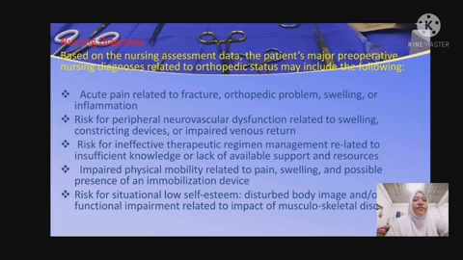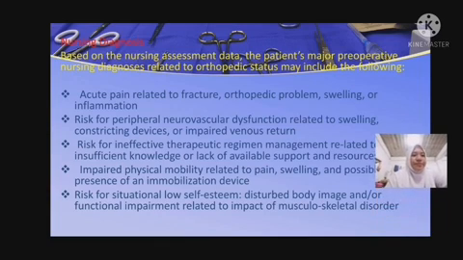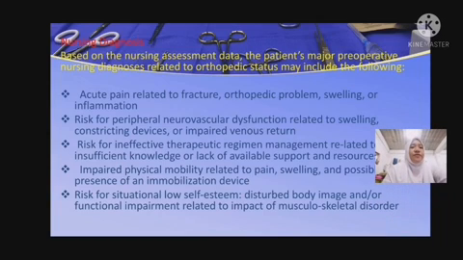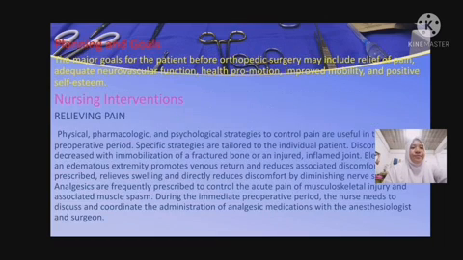And next is risk for ineffective therapeutic regimen management related to insufficient knowledge or lack of available support and resources. Next, impaired physical mobility related to pain, swelling, and possible presence of an immobilization device. Last is risk for situational low self-esteem, disturbed body image, and/or functional impairment related to the impact of musculoskeletal disorder.